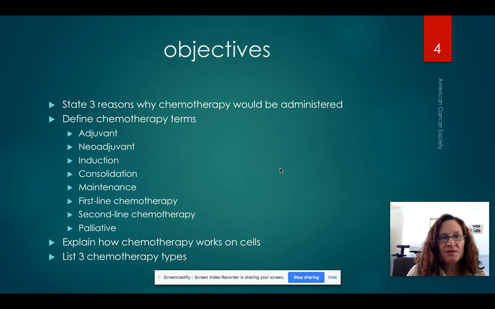The objectives are to state 3 reasons why chemotherapy should be administered, define chemotherapy terms such as adjuvant, neoadjuvant, induction, consolidation, maintenance, first-line chemotherapy, second-line chemotherapy, and palliative. And also to explain how chemotherapy works on cells and to list 3 types of chemotherapy types.